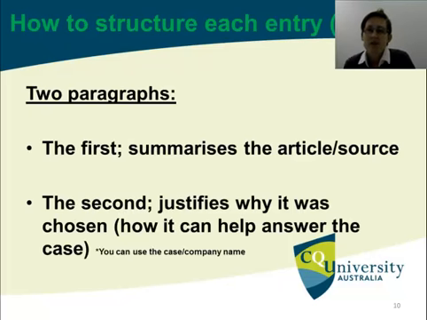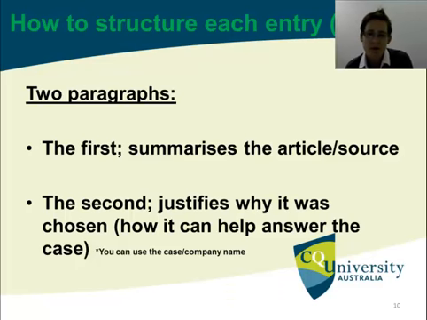Let's move now to the way you can structure each entry in assignment 1. As you know, you're required to find 6 sources, and half of them need to be academic. We've already found one, which was very useful. I'm going to divide my entry for this one source into 2 paragraphs. You don't have to do this, it's a suggestion. You can always have simply 1 paragraph for each journal entry or each source. However, I believe it's quite useful to have 2.